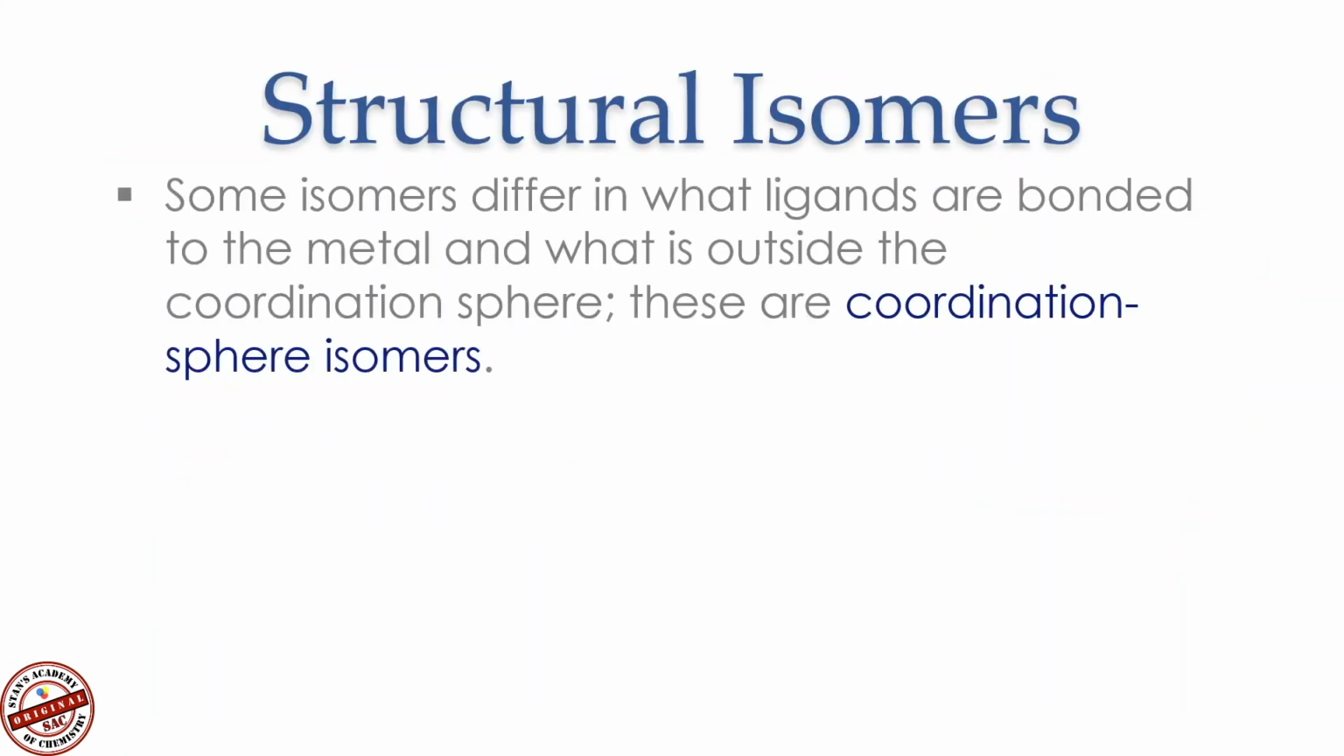Structural isomers. So here we had seen a number of examples in the first few cases where some isomers differ in what ligands are bonded to the metal and what is outside the coordination sphere. These are called coordination sphere isomers. Merely by changing the ligands from within the coordination sphere to the outside, we get this arrangement, and therefore they are referred to as coordination sphere isomers, and it's a structural isomer.